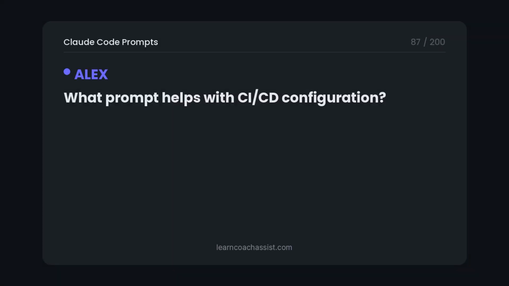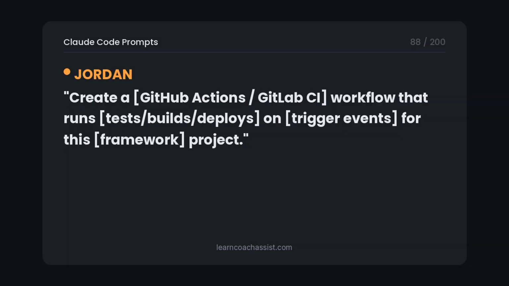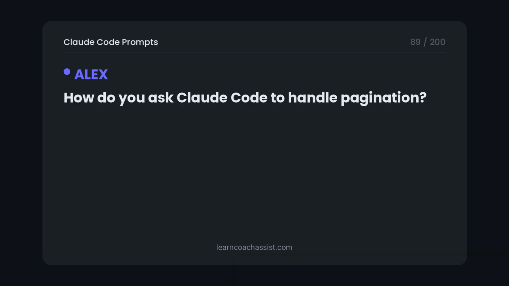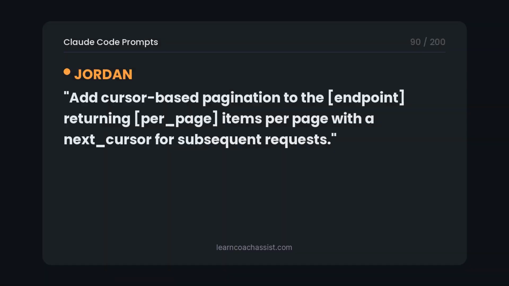What prompt helps with CI/CD configuration? Create a GitHub Actions/GitLab CI workflow that runs tests/builds/deploys on trigger events for this framework project. How do you ask Claude Code to handle pagination? Add cursor-based pagination to the endpoint, returning per_page items per page with a next_cursor for subsequent requests.